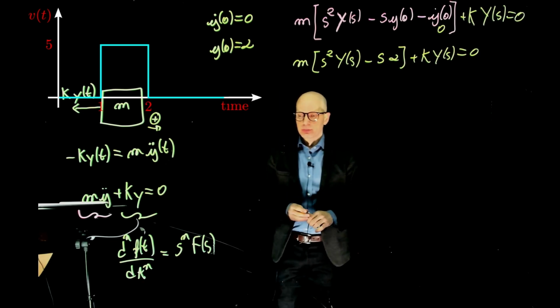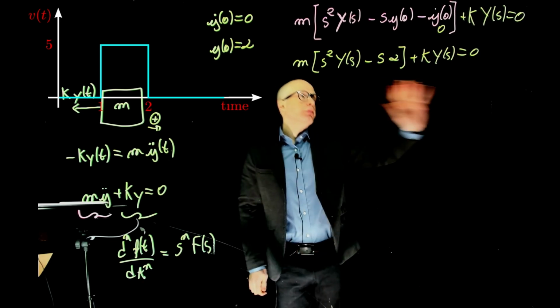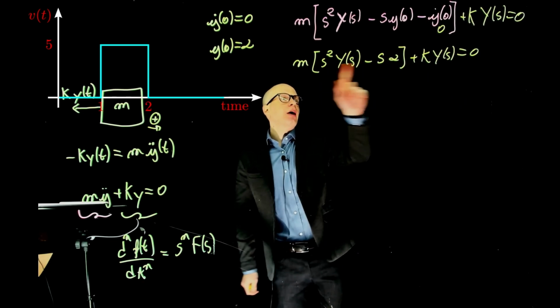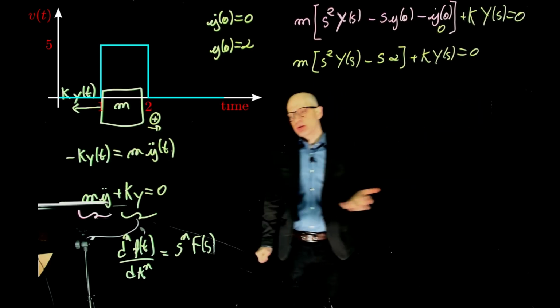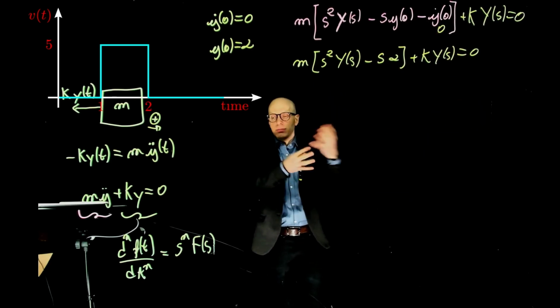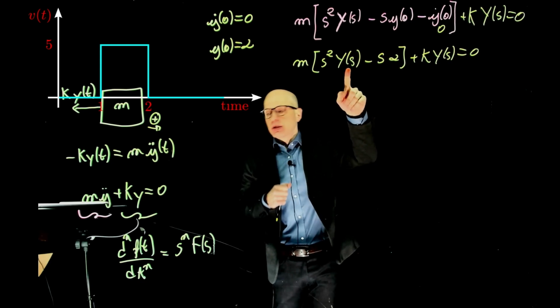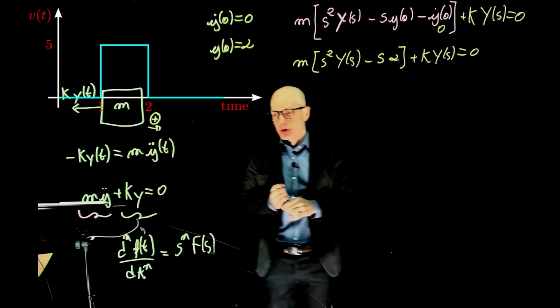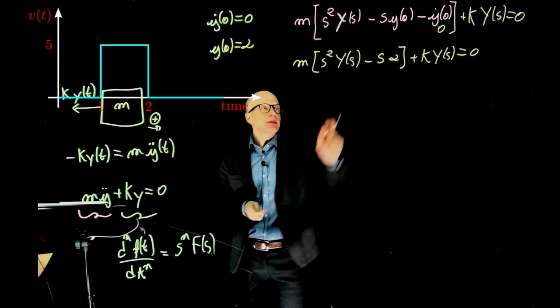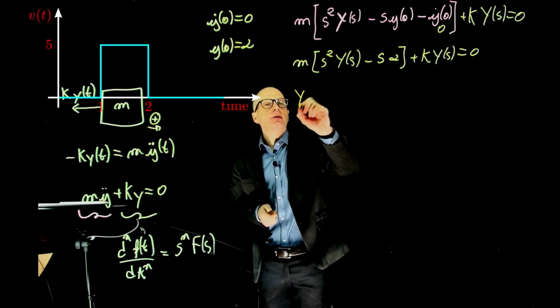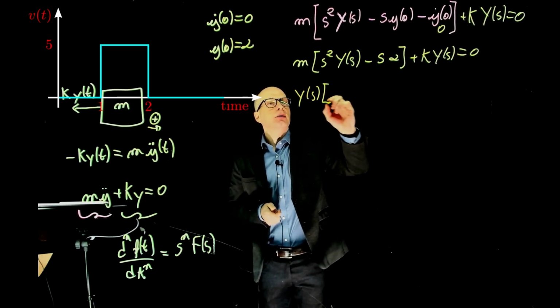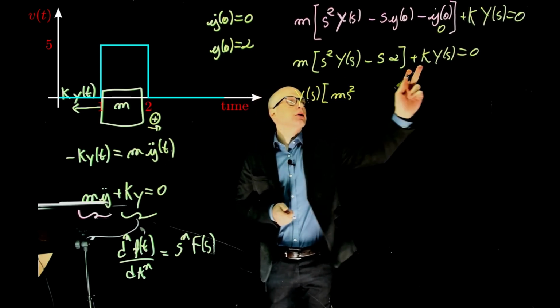No? Okay. Now this is simple. You see the derivative is gone. We only have functions of s, and that is exactly what we wanted, because now we can manipulate everything and find an expression for y of t by first isolating for y of s. So let's keep y of s here on this side. That is ms squared plus k.